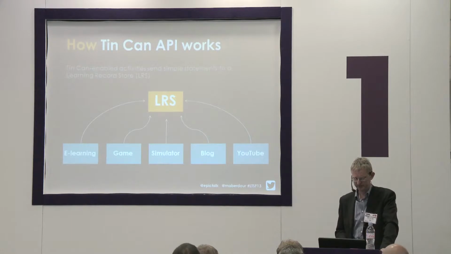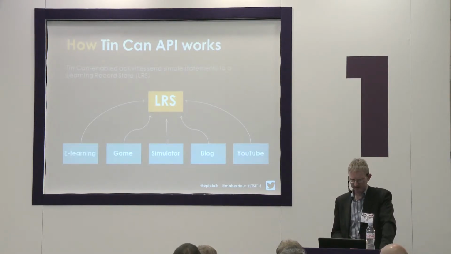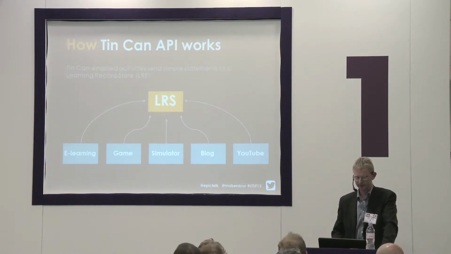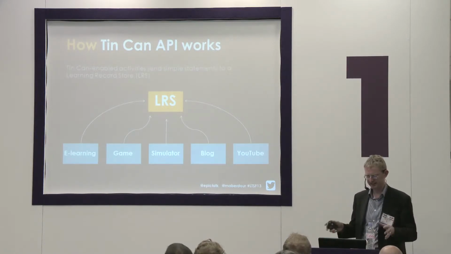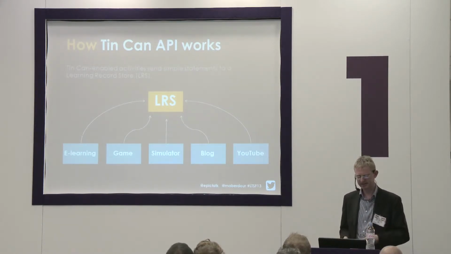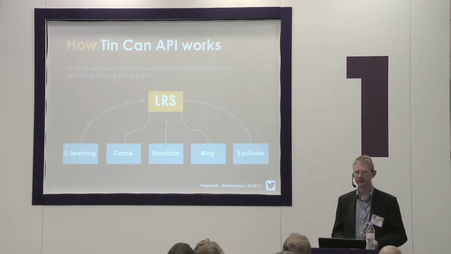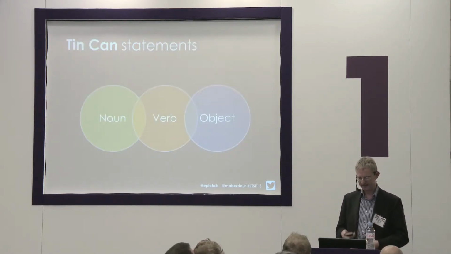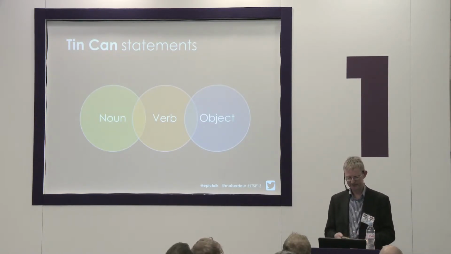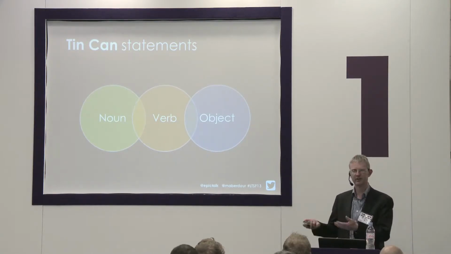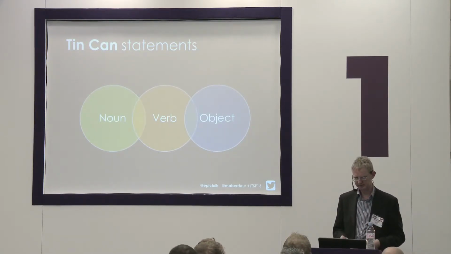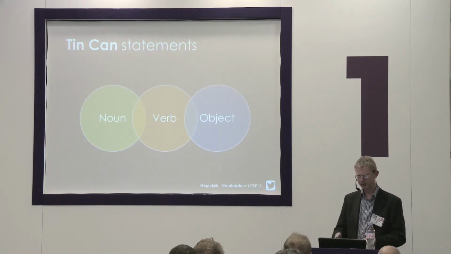So I'm not going to go into all the details of the technology, but in terms of the concept of Tin Can API, you've got 5 examples of learning activities along the bottom there, and essentially they push Tin Can statements into an LRS, a learning record store, which is really just a repository of data, just a big database. And those statements are really, really simple. They're just in this noun, verb, object form. If you use Facebook, you'll be familiar with this. Mark posted a photo, or Mark commented on someone else's discussion. So noun, verb, object, and that's applied obviously to learning activities.